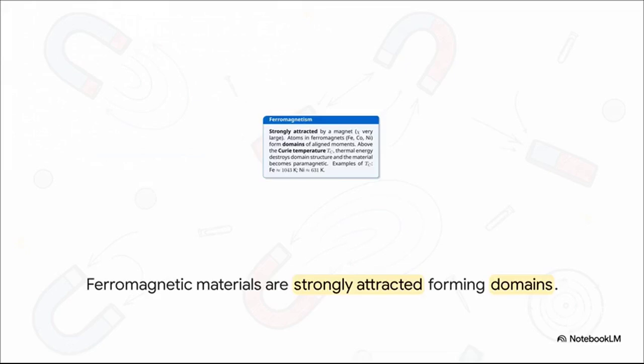And then, of course, we have the heavy hitters, ferromagnetism. This includes materials like iron, cobalt, and nickel. These materials are strongly attracted to magnets. Their internal atoms not only have permanent moments, but they actually cooperate. They lock together into highly aligned groups called magnetic domains. This allows them to become powerfully magnetized and retain that memory, essentially becoming permanent magnets themselves. But, and this is a big but, if you heat a ferromagnet up high enough, past a specific point called its Curie temperature, that intense thermal energy literally destroys the domain structure. Actually, scratch that. It doesn't just destroy it. The material abruptly becomes merely paramagnetic.